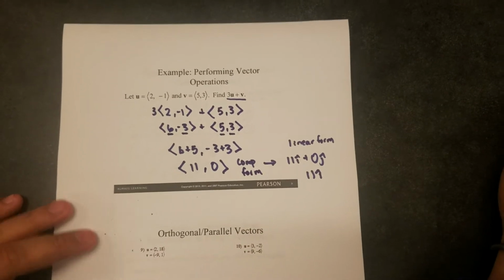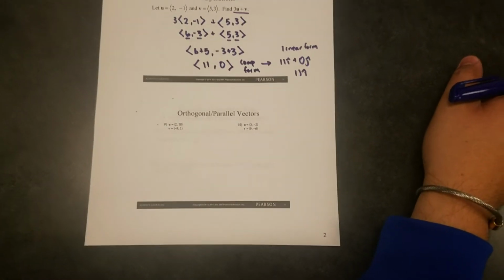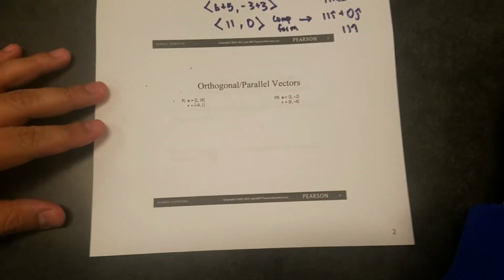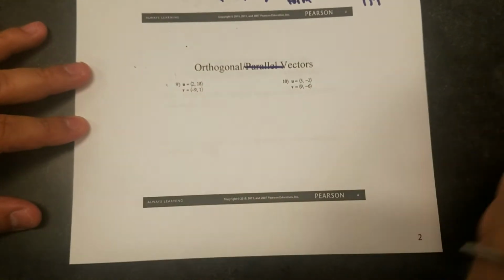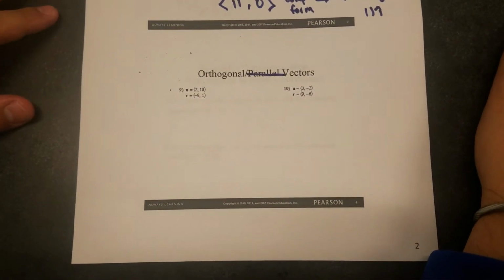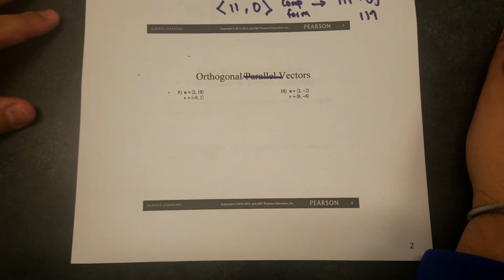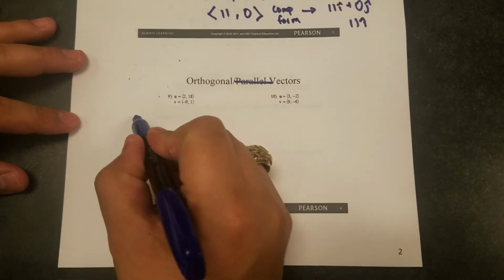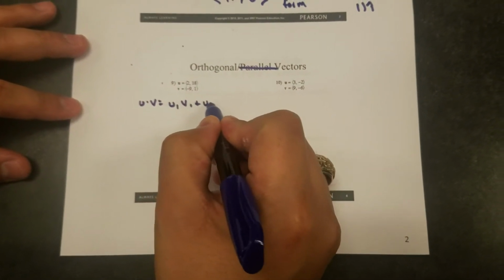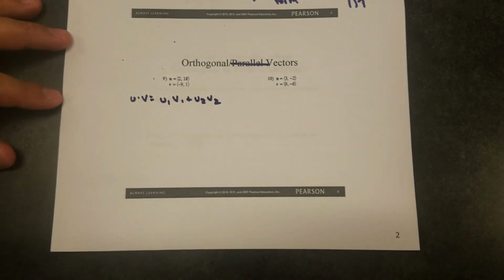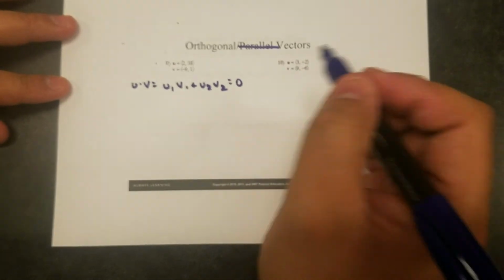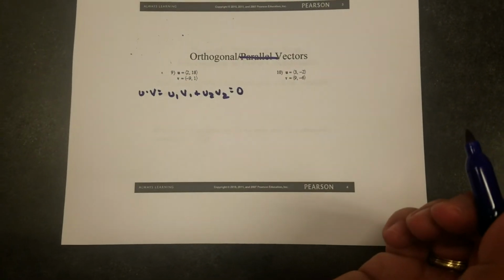So next one, orthogonal and parallel vectors. They won't ask you about parallel. The only thing we're going to check is whether we have an orthogonal vector. To check that, we're going to use the dot product, u1 v1 plus u2 v2. That's what you're going to check. And remember, if this equals 0, that's orthogonal. That's what we're looking for.